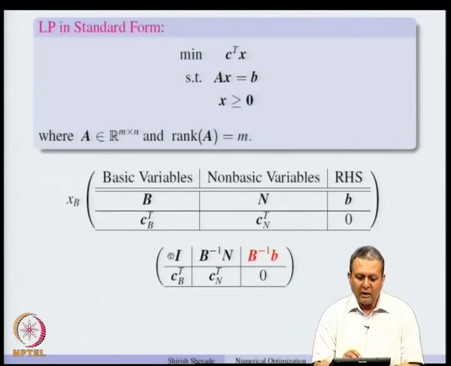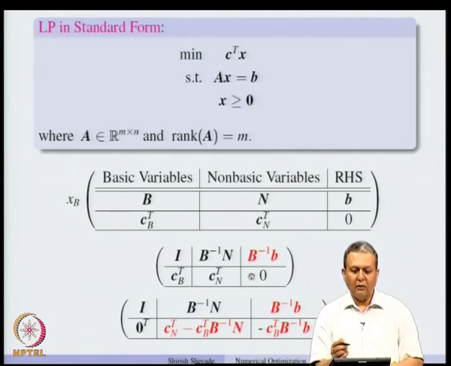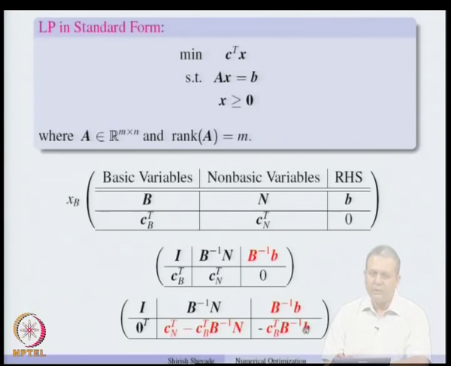So, what we do is multiply the m by m identity matrix I by Cb transpose and subtract it from this. What we get is Cb transpose minus Cb transpose I, which is nothing but Cb transpose minus Cb transpose, and which is 0. And if we pre-multiply B inverse n by Cb transpose and subtract it from Cn transpose, then we get Cn transpose minus Cb transpose B inverse n, and here we get minus Cb transpose B inverse b. So, now this is the information that we are looking for.